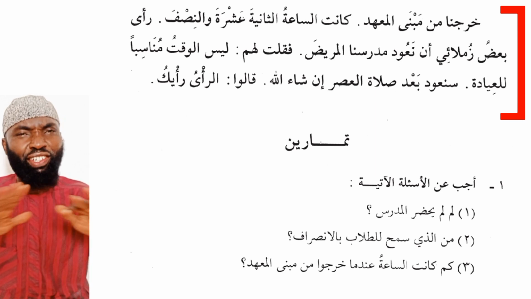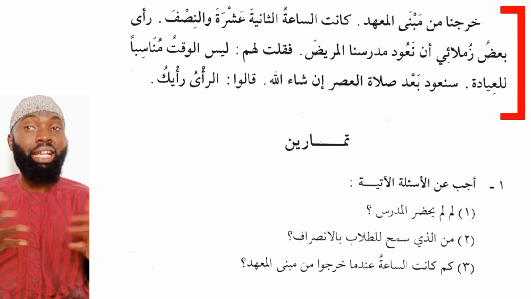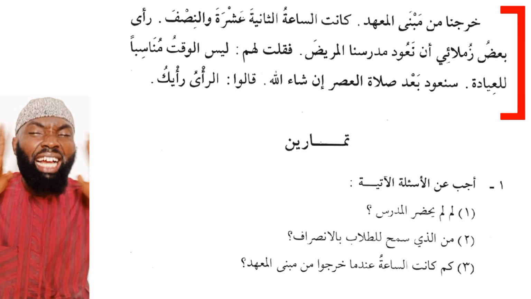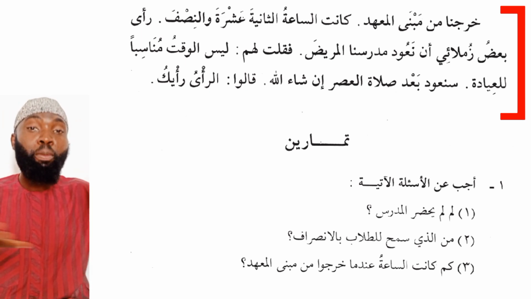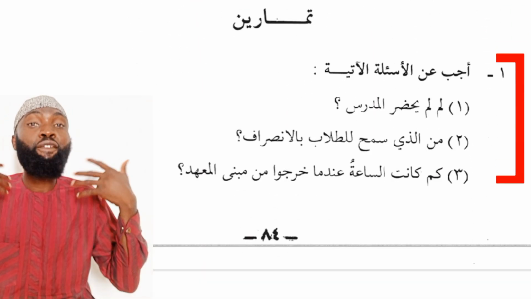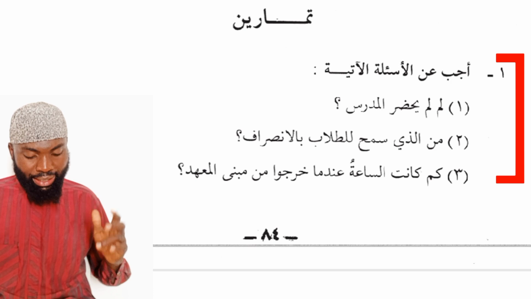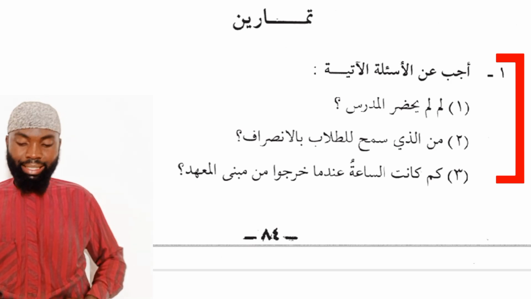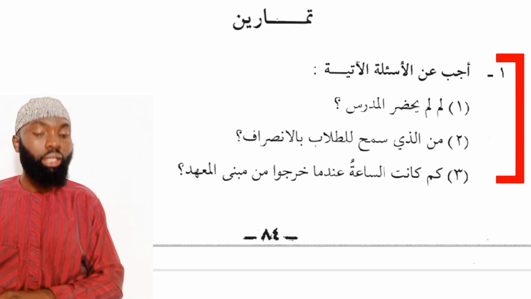You can see this is a very short exercise, and from this passage you have learned and already have a clue of what we mean by nominal and verbal sentence. We have a short exercise for you to solve before we forge ahead. The first one says, Ajib anil as'ilatil atiya. Answer the following questions. What are the questions?